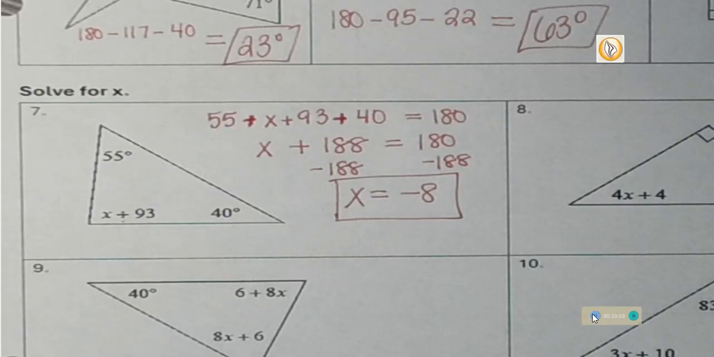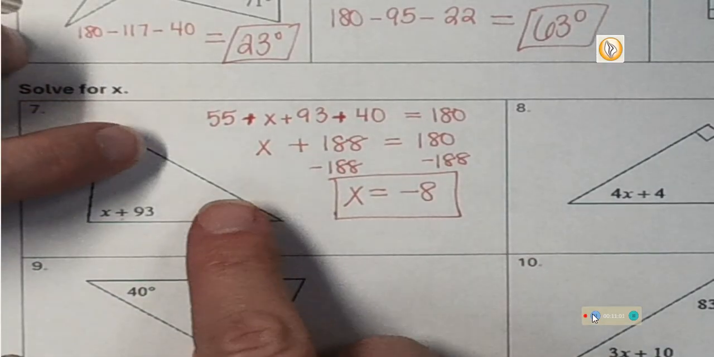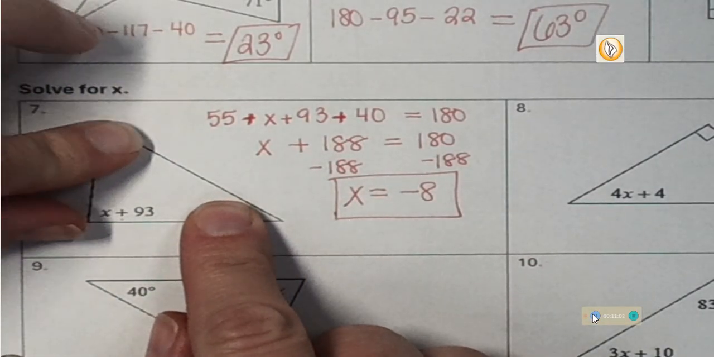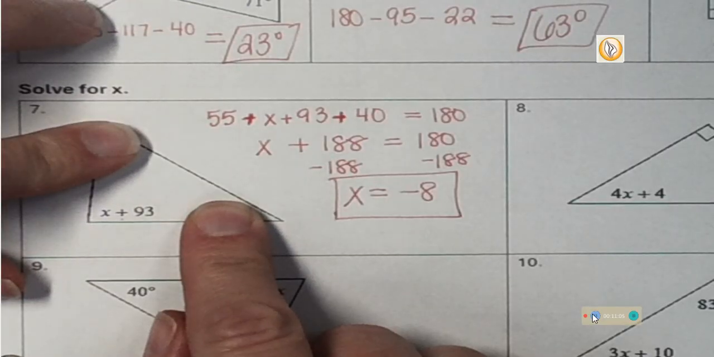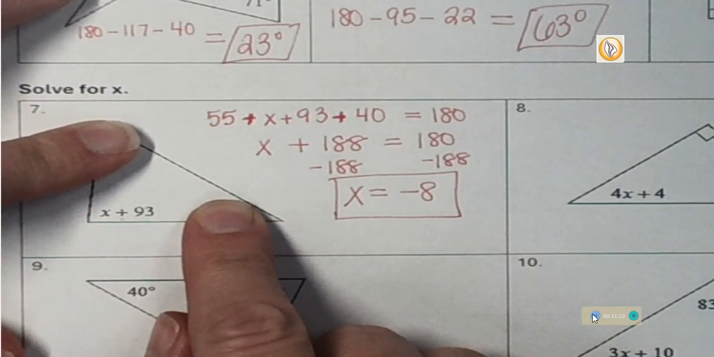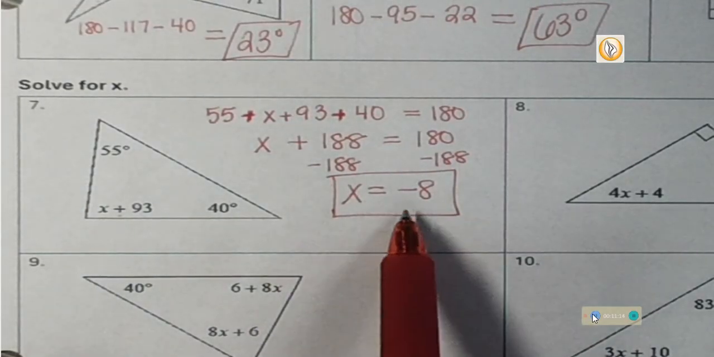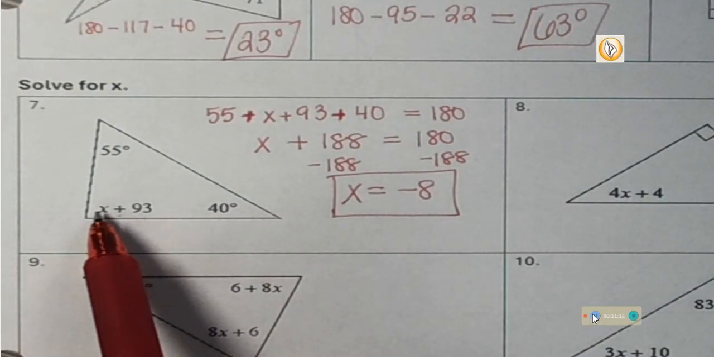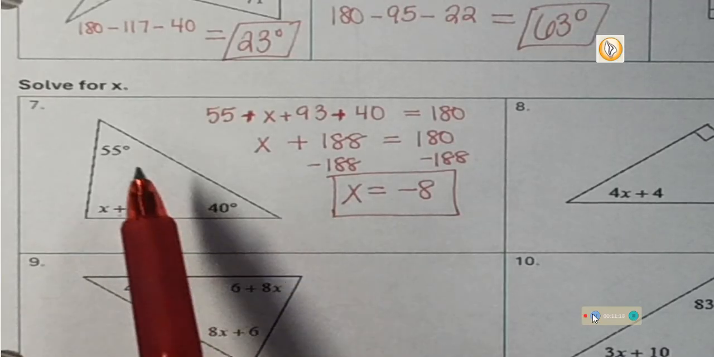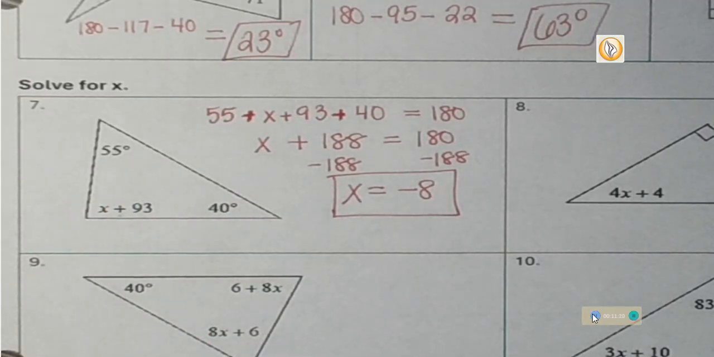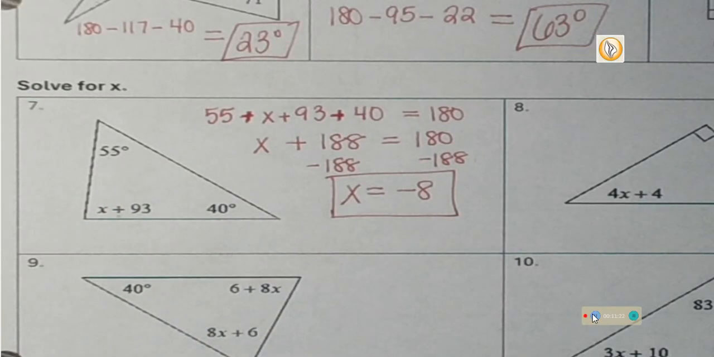So, now pretend like you didn't know these were whole numbers. If I asked you what was the measure of that angle, what would you do with negative 8? Put it in for x. Negative 8 plus 93 would give you whatever it is. To check your work, you could plug that in. Negative 8 plus 93 plus 40 plus 55 better equal 180, because if it doesn't, you're wrong.